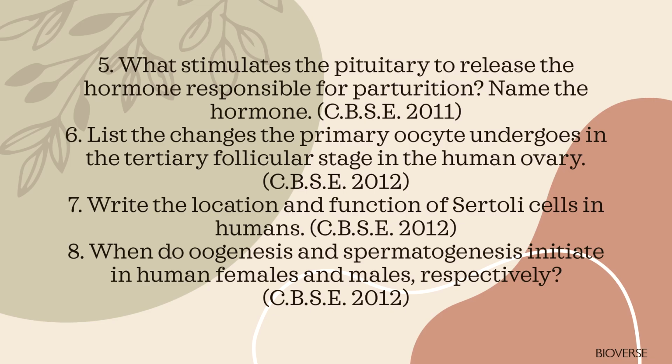Question 8. When do oogenesis and spermatogenesis initiate in human females and males, respectively? Answer. Oogenesis begins during fetal life in human females. Spermatogenesis begins at puberty in human males.